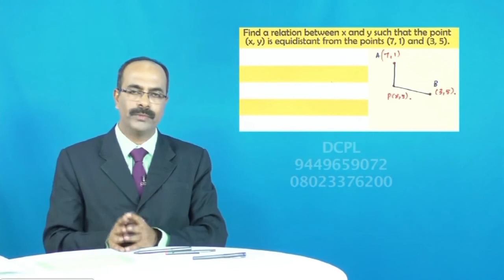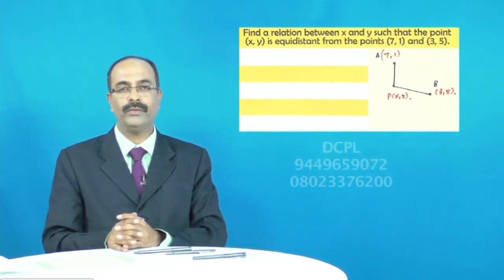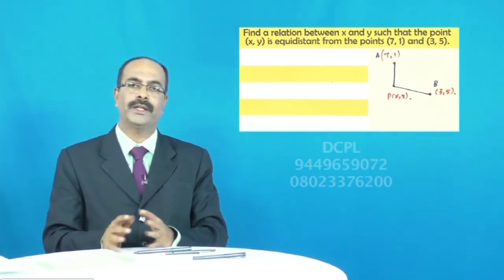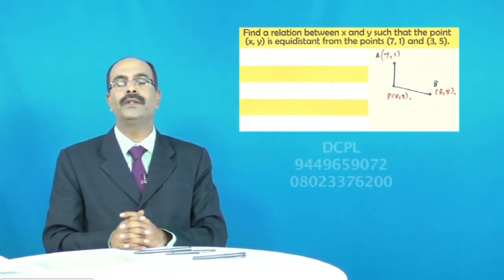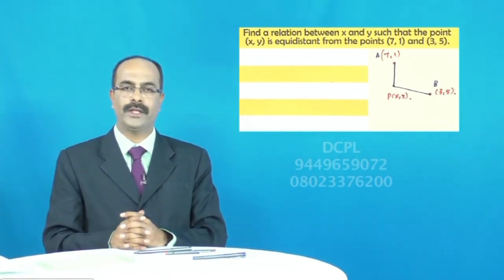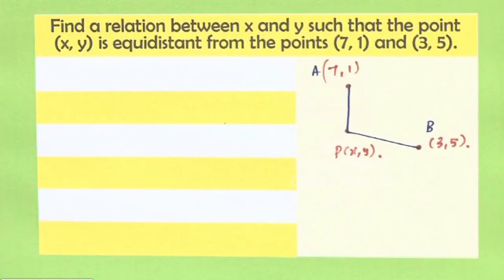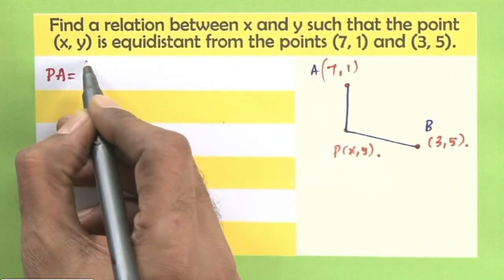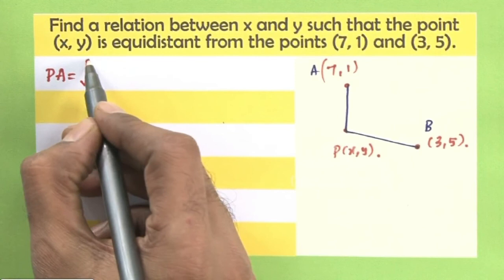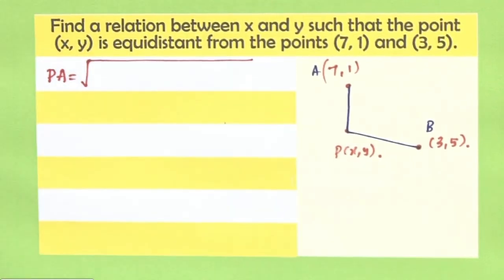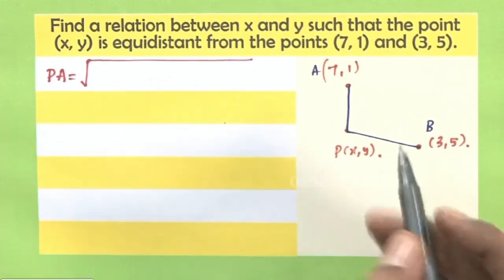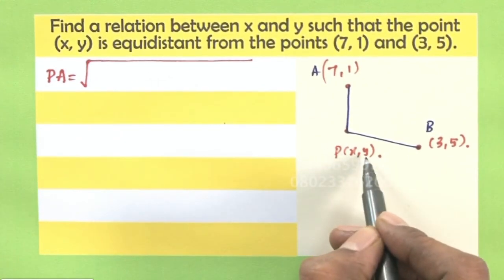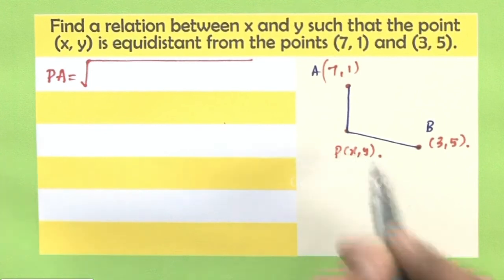Then similarly find out PB. How to find out PB? Once again, consider x2, y2 as x comma y, and the coordinates of B as x1 comma y1. Look at this. PA is given by square root of x2 minus x1 whole square plus y2 minus y1 whole square. As I told you before, consider x2 as x and y2 as y.